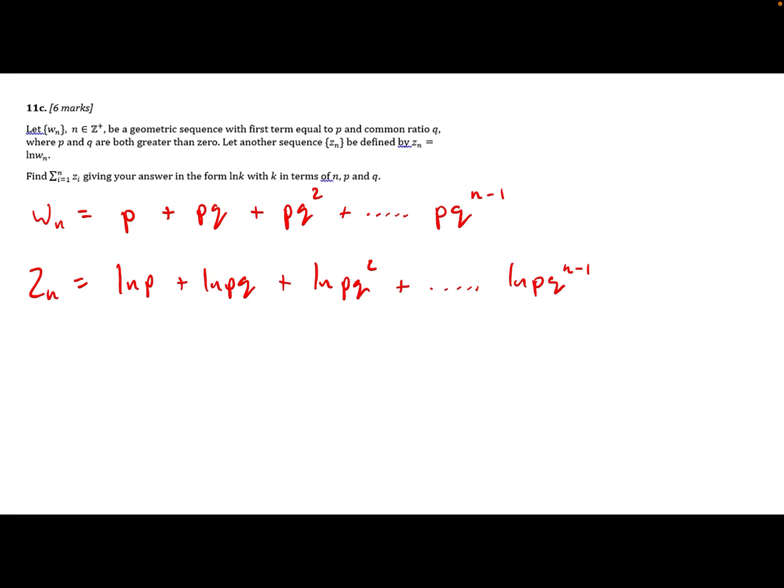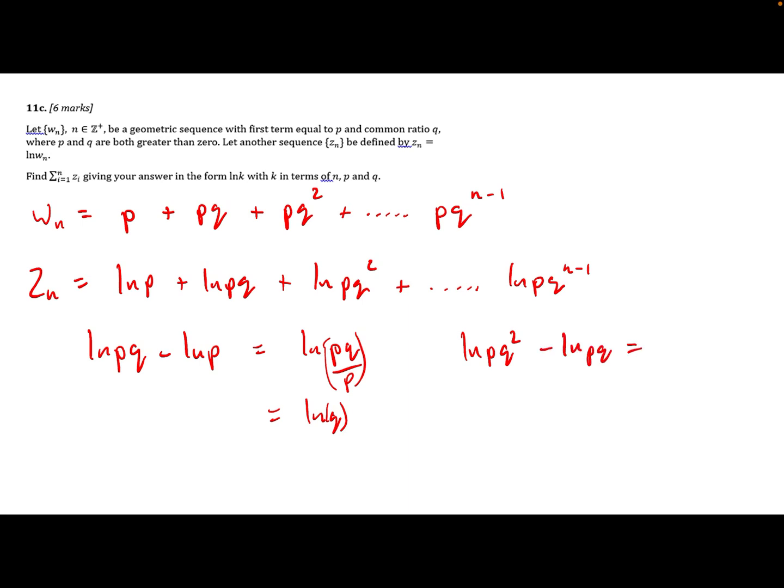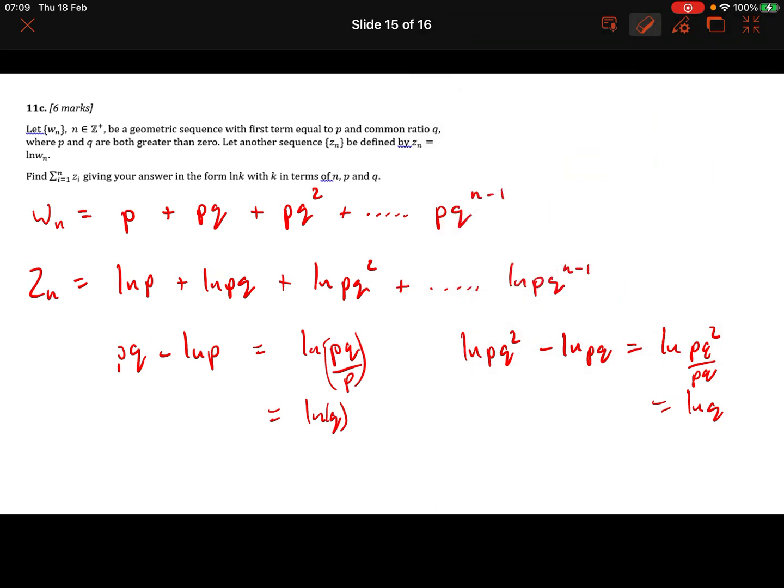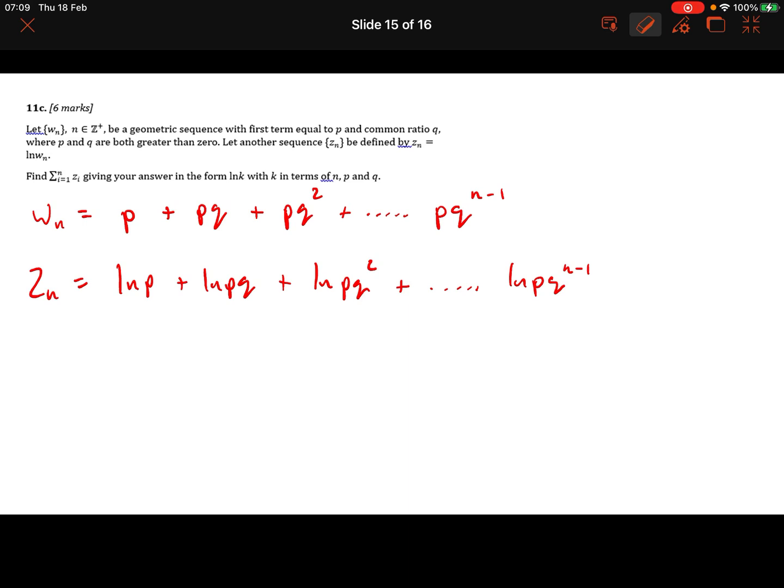Well, let's find out if there is a common difference. So we'll do one term, log pq, minus the term before it, log p, equals log of pq over p, equals log q. Okay, so that's the difference between the first two terms. The third and second term will be log pq squared minus log pq, which equals log of pq squared over pq, which is log q. You can see the logic that we've got a common difference. If I subtract one term from another, I'm always going to get log q. So this is an arithmetic sequence.